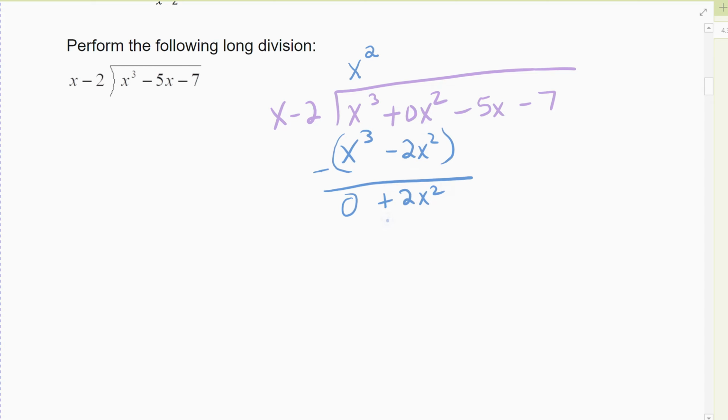All right, now we don't usually write the 0 there. I'm just writing it there to show you. And now I've done the first step in the division, the long division. My second step is, well, now I drop down my next number. So I'm going to drop down my negative 5x, and then I go through the process again.